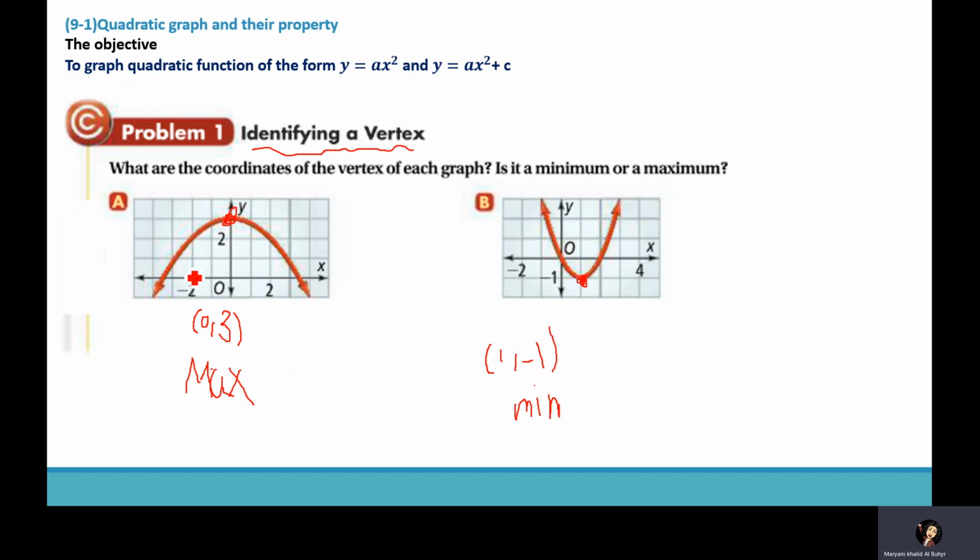If this is open upward, you can say it's a minimum. If it's open, let me say here, downward, we can say it's a maximum. It's like the opposite. If it's open up, that means it's a minimum. If it's open down, that means it's a maximum.